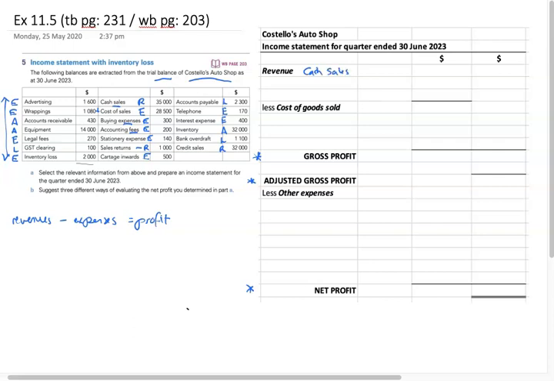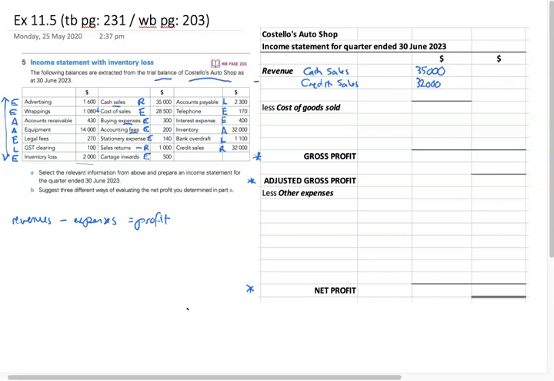Now I would normally put the first one here, but there's a bit of a mistake in the template. We need those three rows. Cash sales being $35,000 and our credit sales being $32,000.